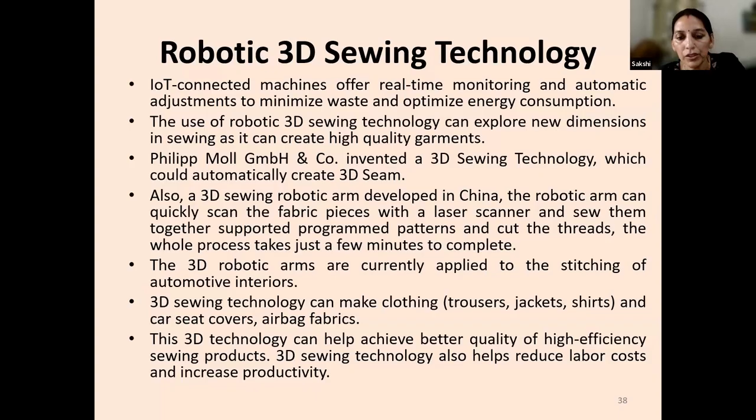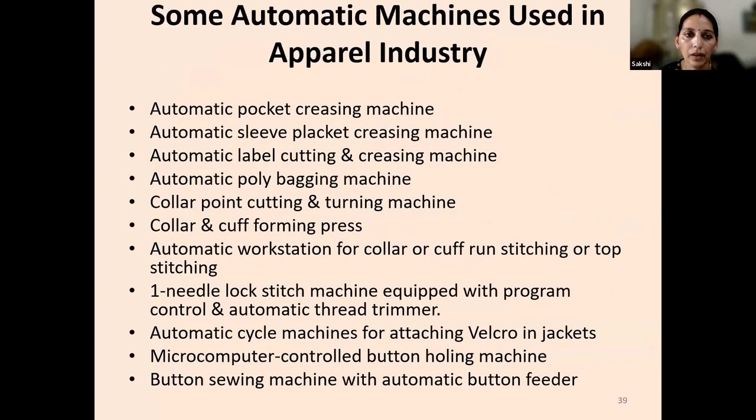3D technology can help to achieve better quality and higher efficiency of sewing products. 3D sewing technology also helps to reduce labor costs and increase productivity. In the apparel industry, different types of sewing machines are there. For example, with automatic pocket creasing, if we place a particular fabric, the creased pocket will be ready and directly attached to a garment.